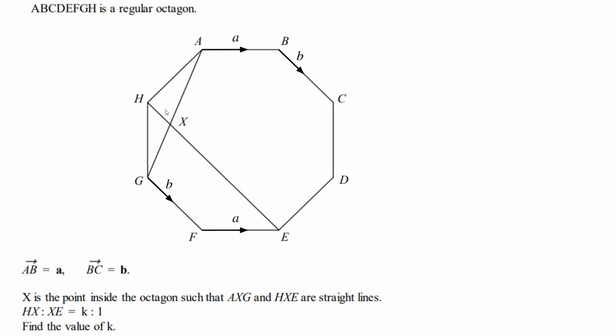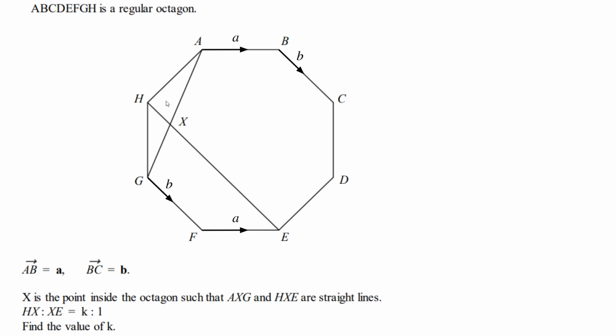So we want to find two different paths from H to X. Like I've told you, always find two paths from H to X. One way is that we can go this way, then this way, or we can just go some amount of this full line. So how do we even find this path here? We'll go this way and this way first.